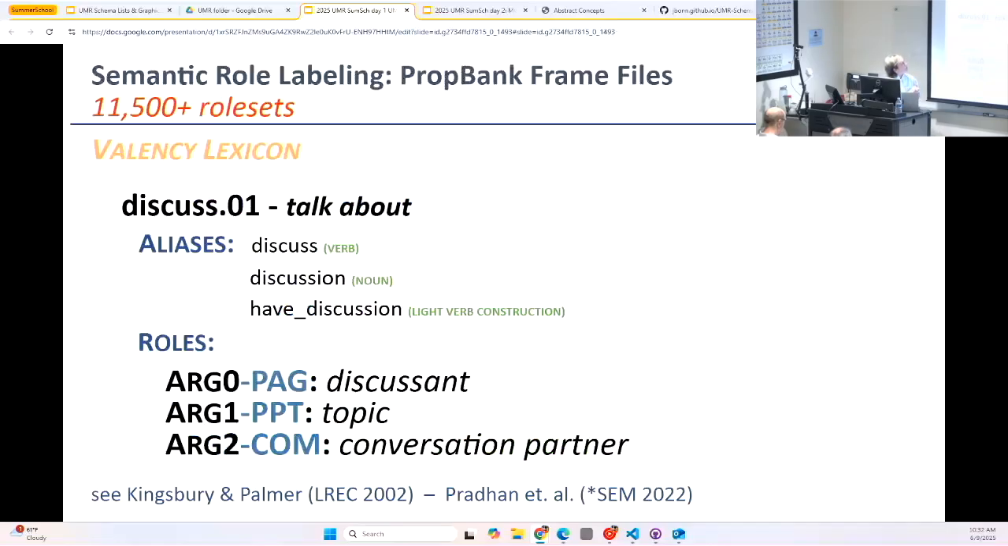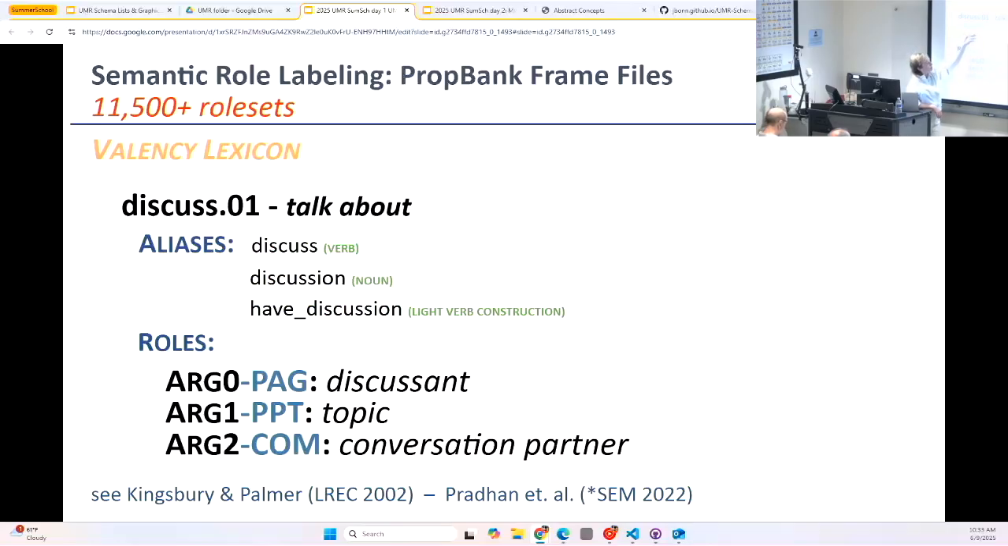So here's an example of a role set. The PropBank frame files, which I've probably made more of than anybody at this point, maybe even more than Paul Kingsbury, who was the first maker. I've been working on them for 16, 17 years, what is it now? They've changed a lot over the years. Now, it used to be just verbs, but now we include aliases, different morphosyntactic expressions of the same event.